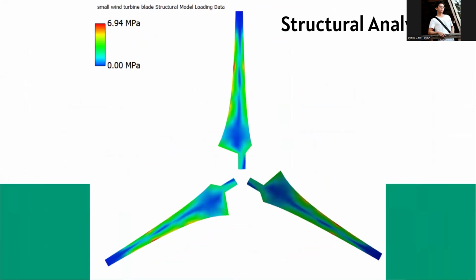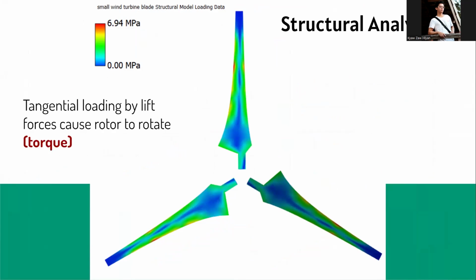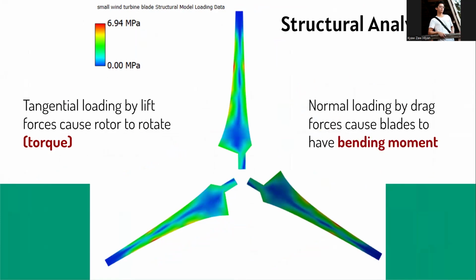So this is the structural analysis of our wind turbines. We see the stresses distributed across the wind turbine blades. We have two main load types. One is tension loading from the lift force, where the forces cause the rotor to rotate, which we can say is torque. Another is normal loading, where the drag force causes the blade to have a bending moment. We can imagine that in the wind turbines.